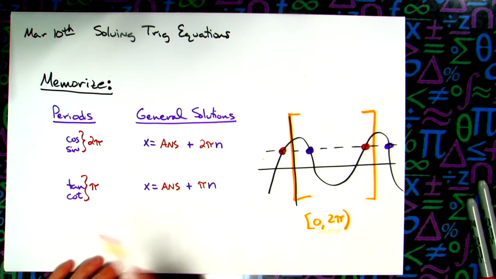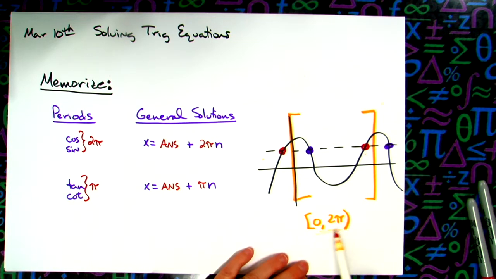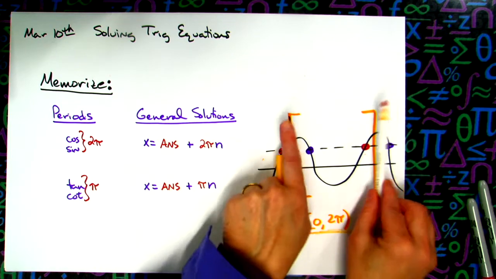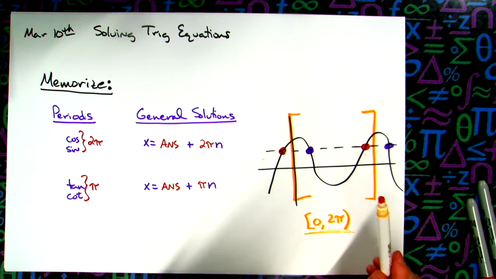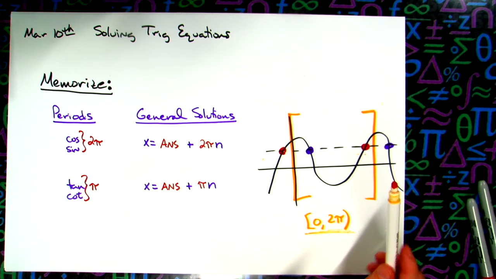If they say solve the equation and they give you an interval, you're going to look inside that interval and just see how many there are inside the interval. So you'll have specific answers. That's what I was trying to get. Does that make sense?